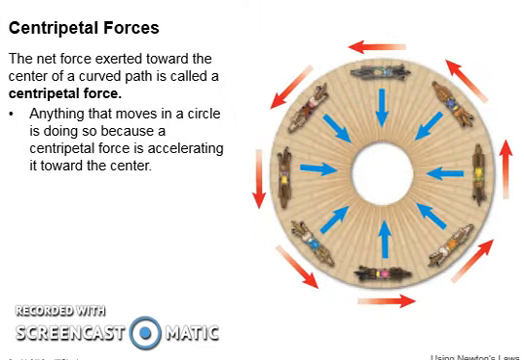So if I were you, I would not redraw that diagram, but you could refer to the horse diagram, quote unquote, that you did in the last chapter. So our next tagline is Centripetal Force, and you need to write underneath that, it means the net force exerted toward the center of a curved path. That means anything that moves in a circle is doing so because a centripetal force is accelerating it towards the center.